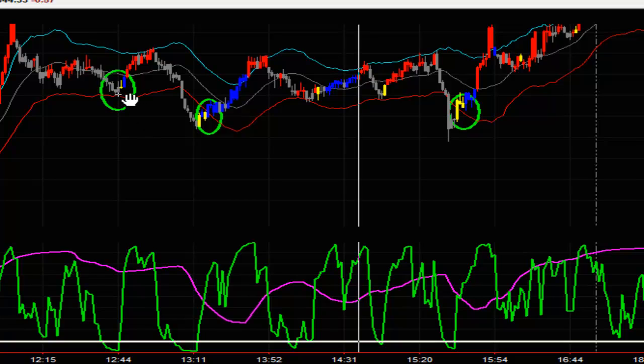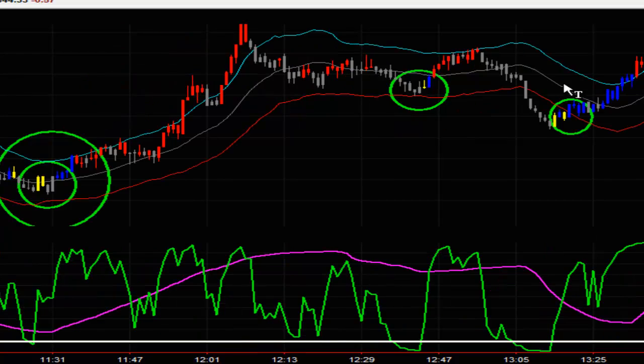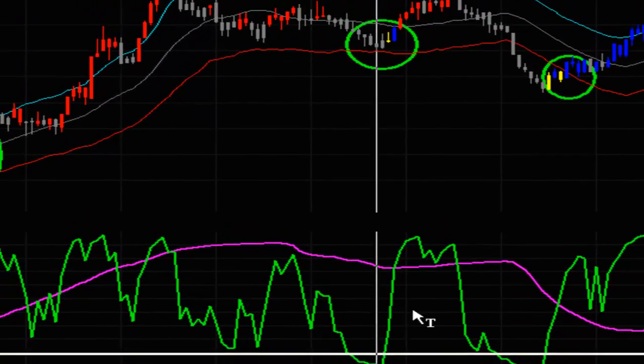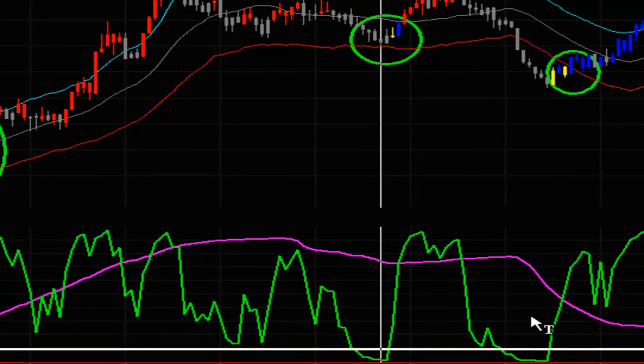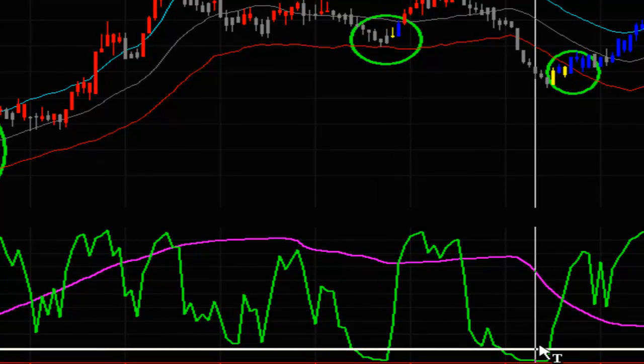Okay, so here's a pullback trade as well. Got a yellow and a blue bar coming out of the 10s. Here's another lower low. We want to make sure we're looking at lower lows and trades coming in from out of the 10s there.